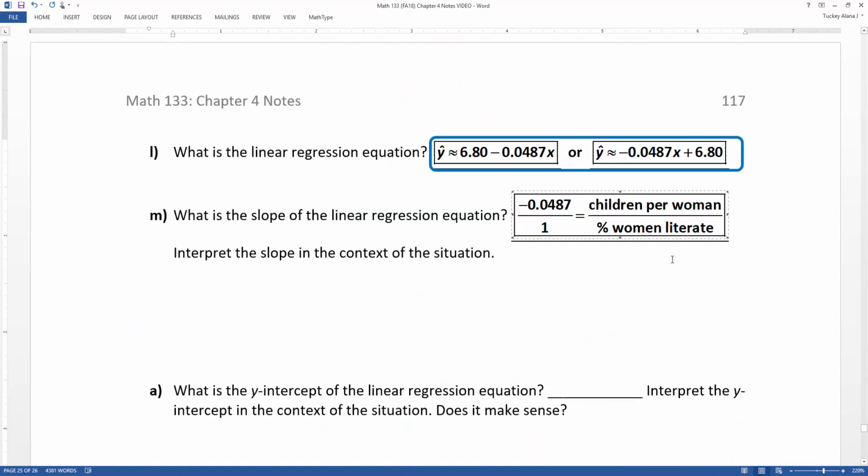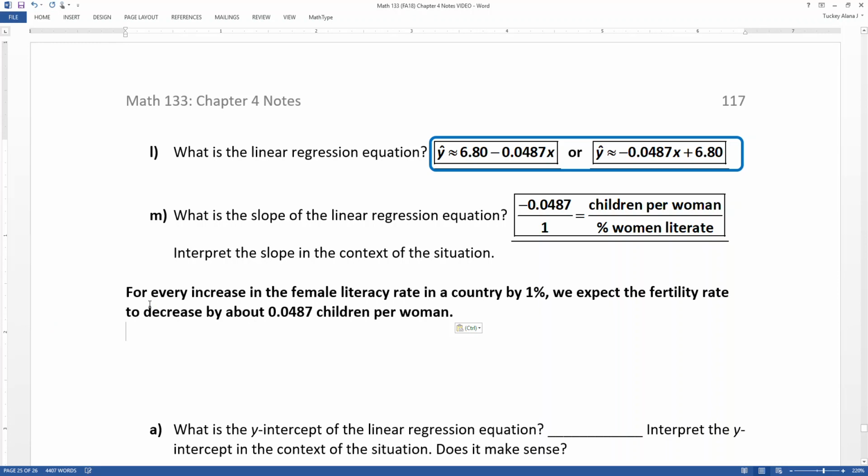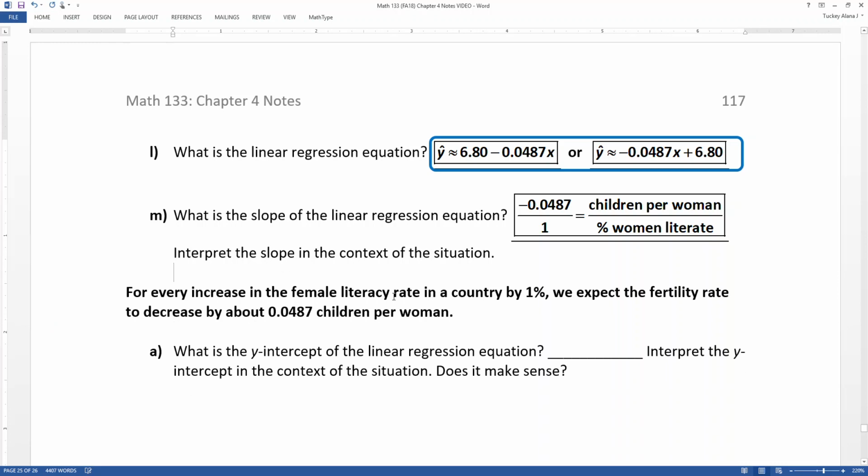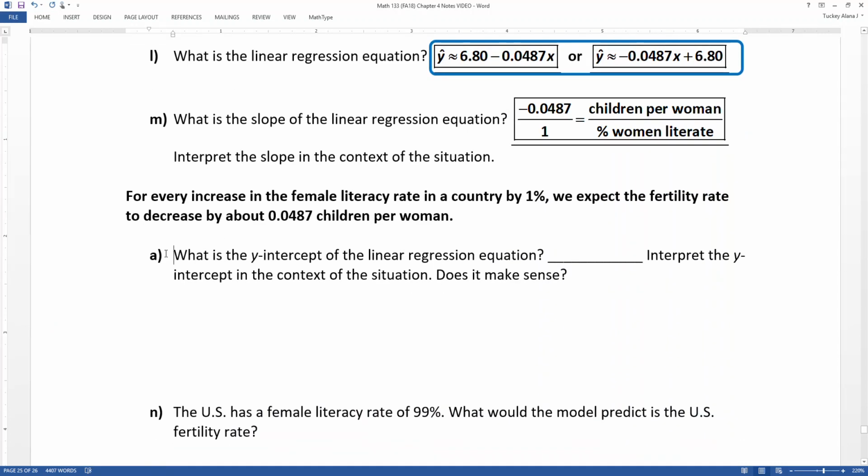So if I use that, that'll help me interpret it, because now I can see that I have this fraction. And what I want to say is, as X, which is the percent of women that are literate, goes up by 1 in a country, then we would expect that fertility rate to decrease by about 0.0487 children per woman. There's actually a history of this. You can actually track this, and it has been tracked by several people, that it indeed does affect your fertility rate in your country if you have a female population that's more educated.